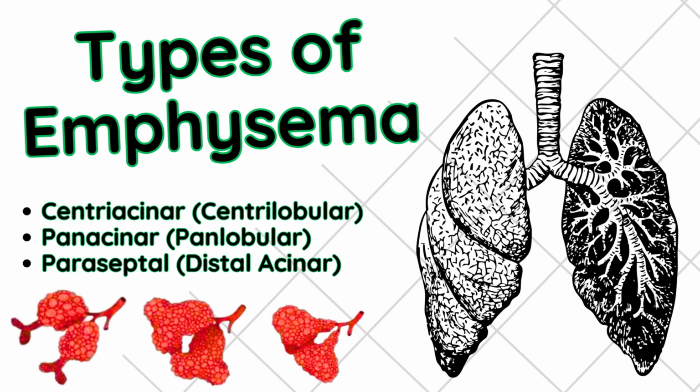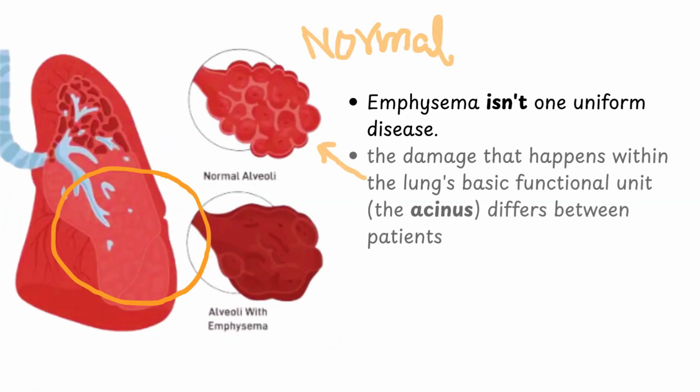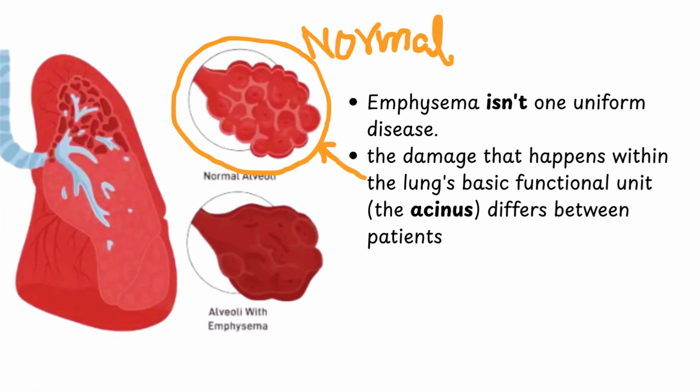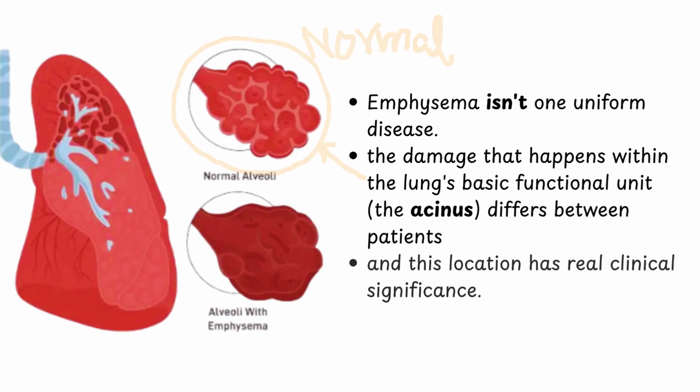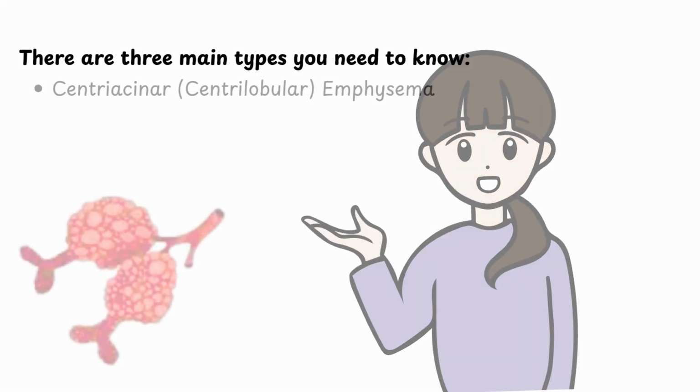Types of emphysema. Emphysema isn't one uniform disease. The damage that happens within the lung's basic functional unit, the acinus, differs between patients. And this location has real clinical significance. There are three main types you need to know.